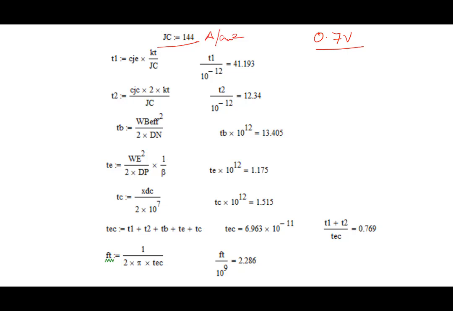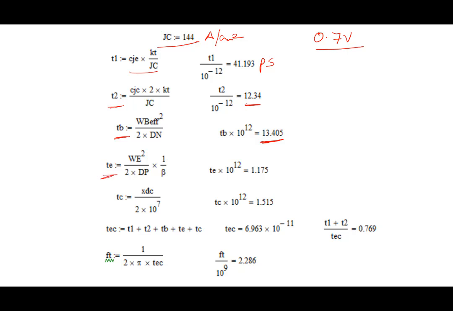So the first delay that I calculate is because of the emitter junction capacitance. This delay comes out to be 41 picosecond. Everything is in picosecond. Next, I calculate delay due to collector junction depletion region. That comes out to be 12.34 picosecond. Next, I calculate base transit time. It comes out to be 13.4 picosecond.